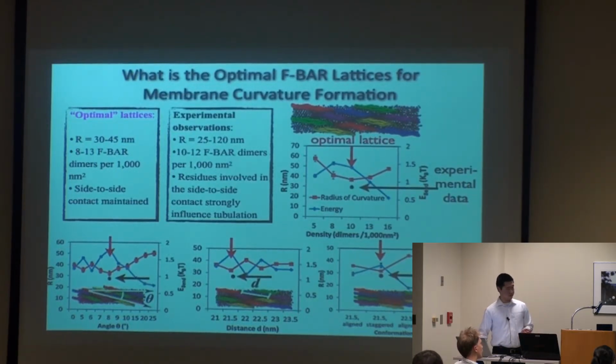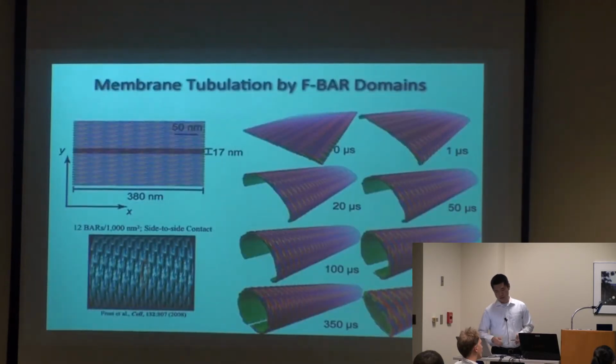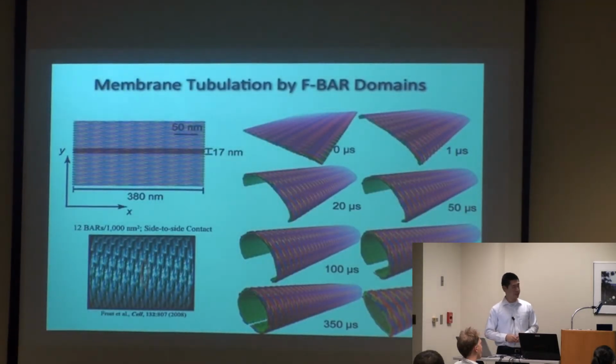So with this model, can we go to even larger time scales? We observe the complete tubule formation. The optimal lattice is placed on a 380 nanometer long membrane patch. Periodic boundary conditions are applied in the y direction so that it forms an infinitely long membrane patch while leaving some space in the x direction for curvature to occur. We can see that the membrane curvature occurs within tens of microseconds from the edge of the membrane and propagates to the center of the membrane and eventually forms a tubular structure at a time scale of 300 microseconds.